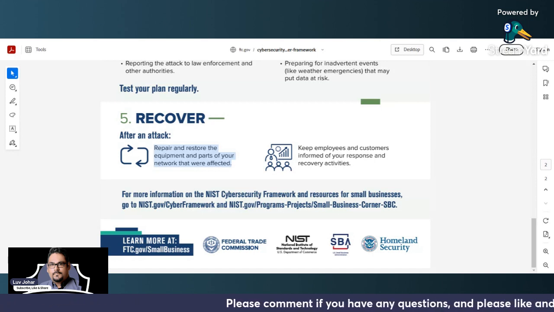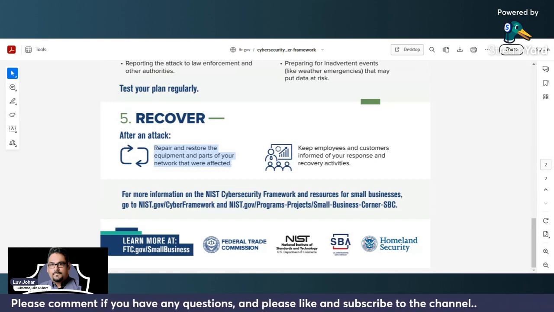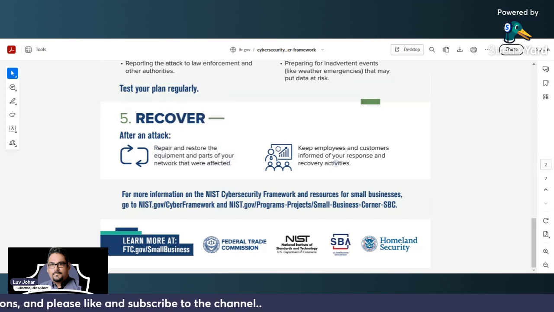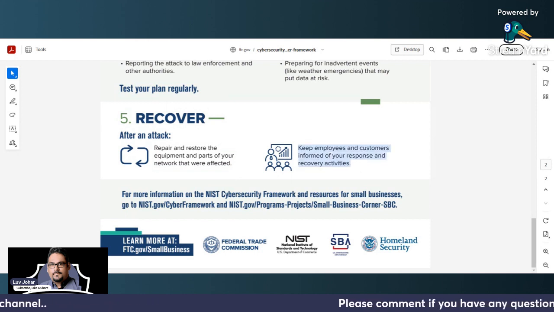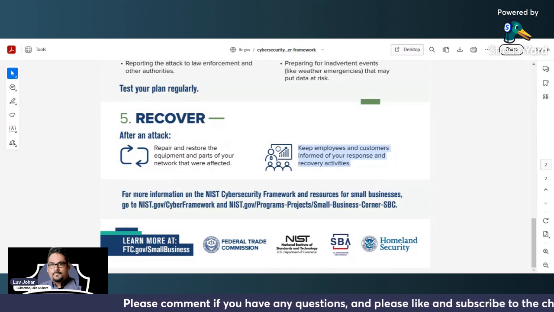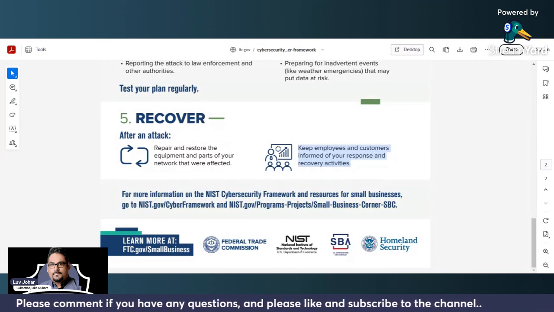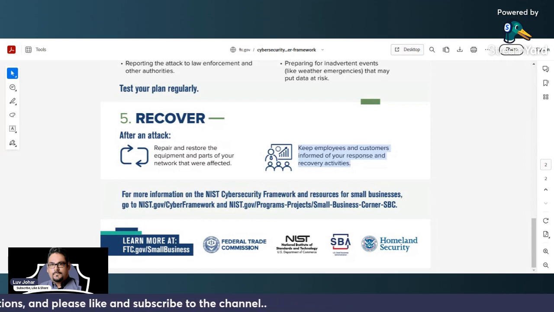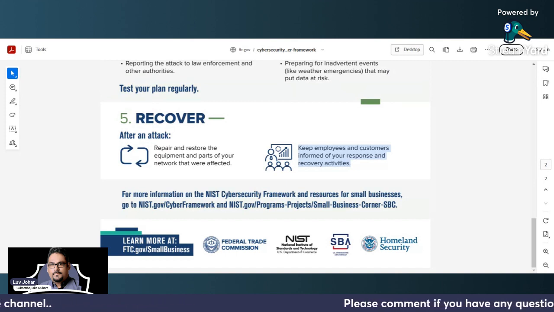Because again, you want to restore those servers, you can't simply throw them away because of the attack. So you have to make sure you repair and restore your equipment after the attack. Okay, and keep employees and customers informed of your response and recovery activities as well. Because let's say your employees had some sort of critical data on those servers, or even your customer information was there. So you have to make sure that you inform them at each and every step, so that they are aware of your containment strategies and recovery strategies.